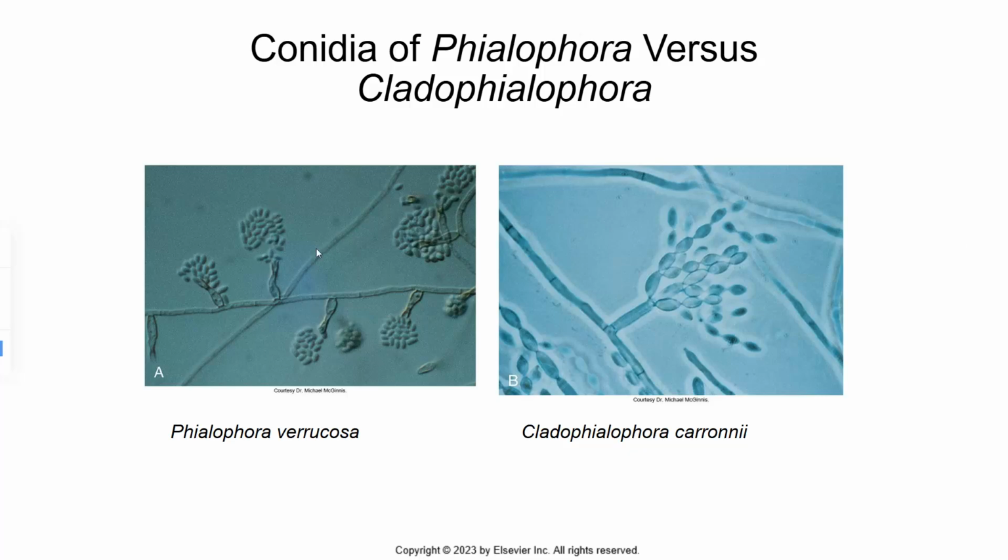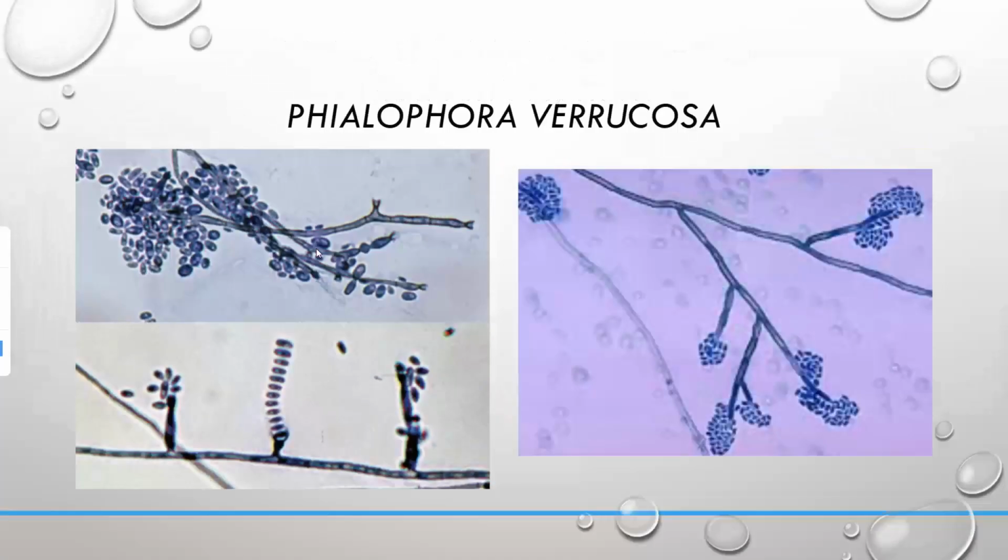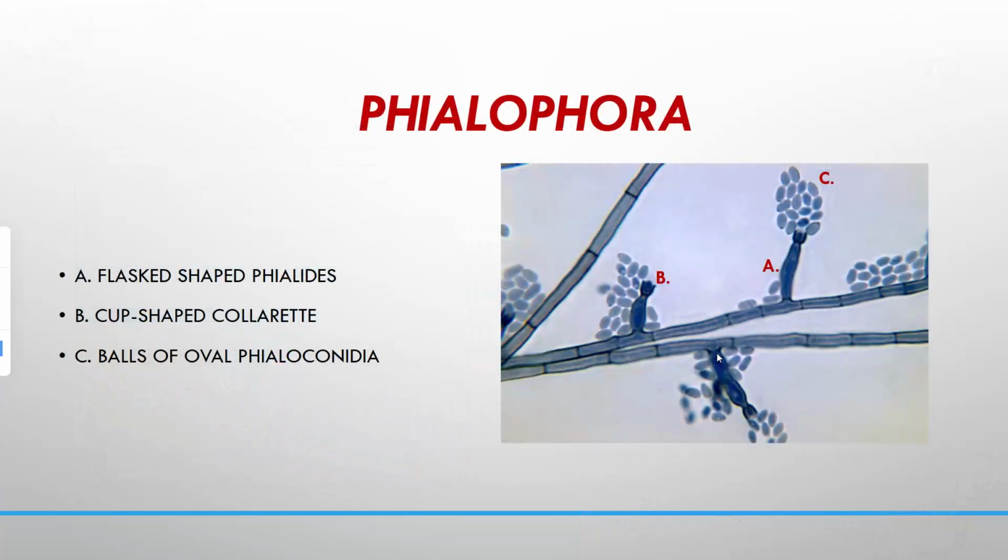You can see the spores being released from here. Here's another image of the spores being released in a slightly different pattern. Another picture. And when you look at this, you can tell it's Phialophora because you have flask-shaped phialides. So here's that. You can see flask-shaped. A cup-shaped collarette, which is up at the top, and balls of oval phialoconidia. So these are the oval-shaped conidia, the spores that are being released.